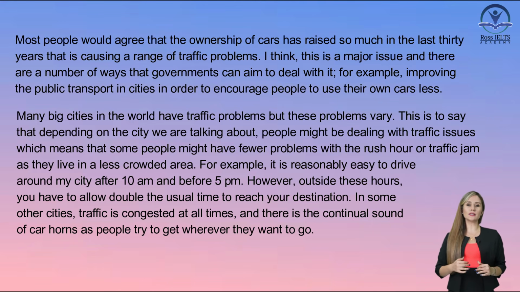In some other cities, traffic is congested at all times, and there is the continual sound of car horns as people try to get wherever they want to go.